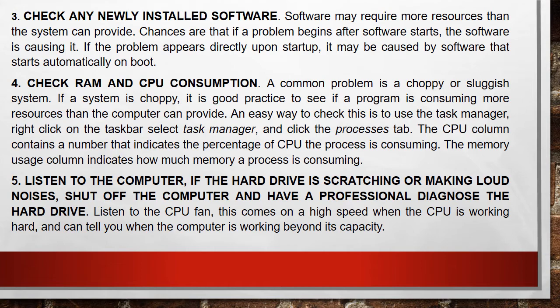Then number 4, we have check RAM and CPU consumption. A common problem is a choppy or sluggish system. If a system is choppy, it is good practice to see if a program is consuming more resources than the computer can provide. An easy way to check this is to use the task manager. Right click on the taskbar, select task manager, and then click the processes tab. The CPU column contains a number that indicates the percentage of CPU the process is consuming. The memory usage column indicates how much memory a process is consuming.